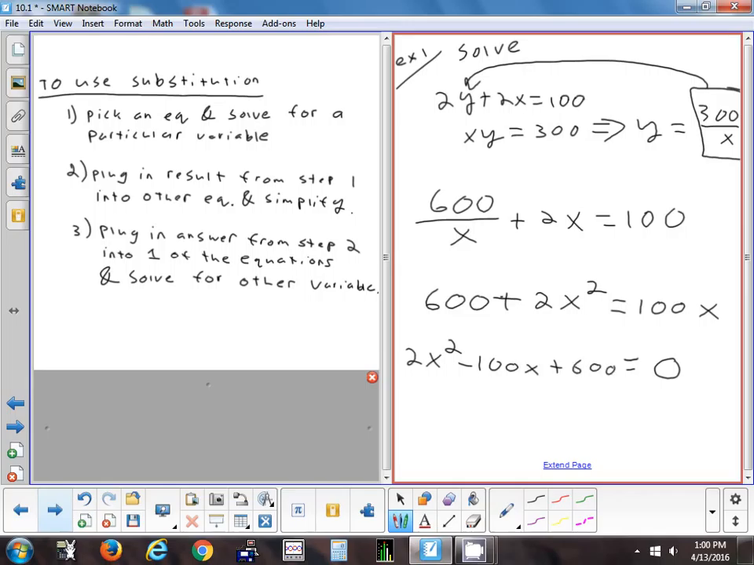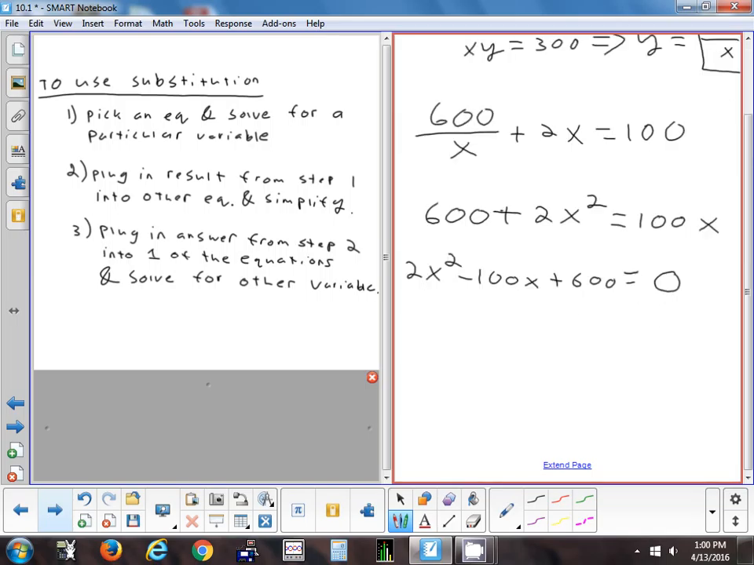And before I even try to solve it, what could I do to make things a little easier? Yeah, we could divide everything through by 2. x squared minus 50x plus 300. And one other thing we have to mention that we did a couple of steps ago: we multiplied everything by x. Because we multiplied by a letter, we have to check for, does anyone remember that? Yep, we just have to check and make sure we don't get an extraneous solution.